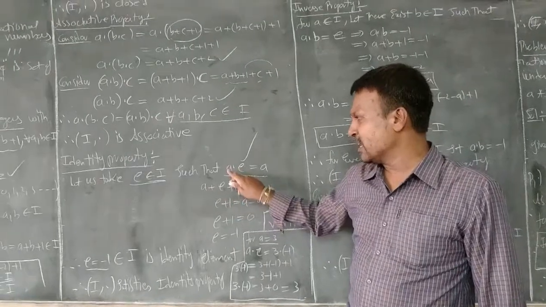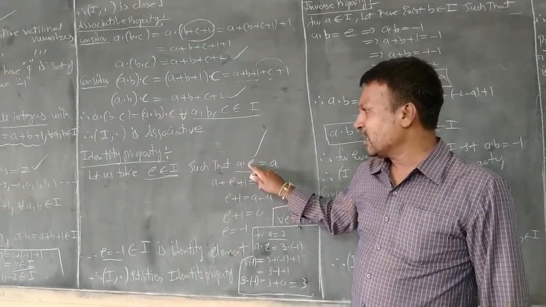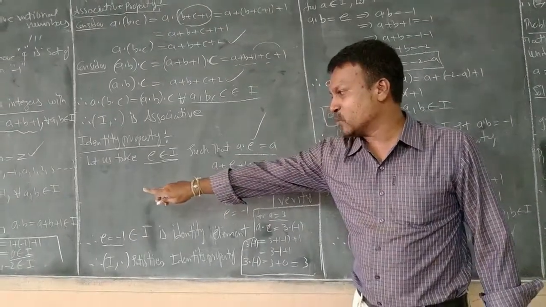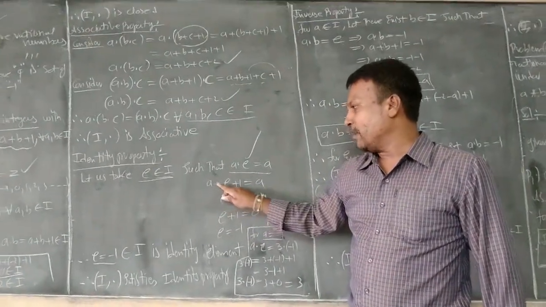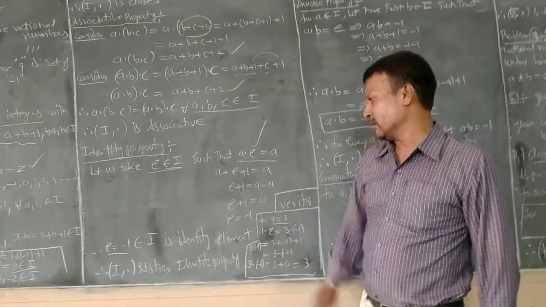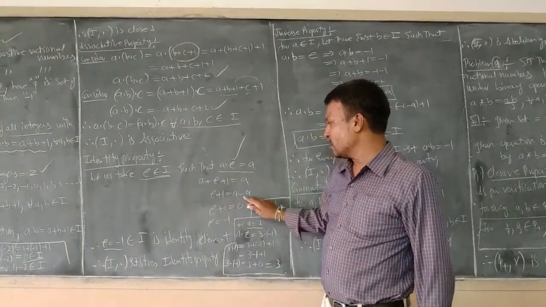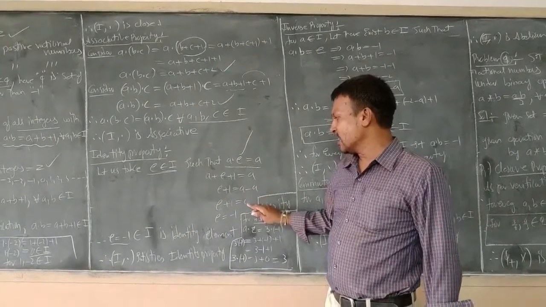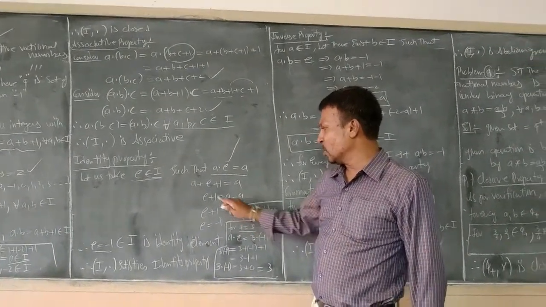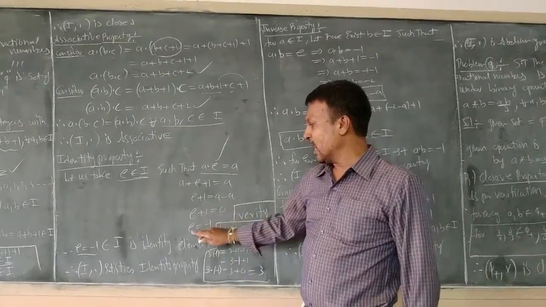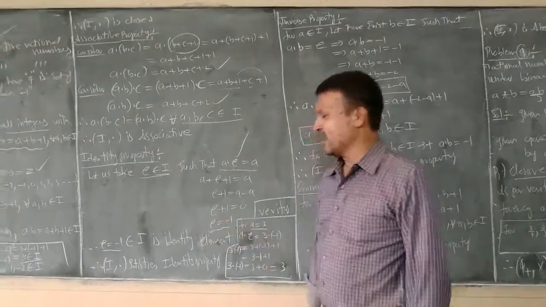Right. So on the left hand side a dot E, if I apply this binary operation a dot b is equal to a plus b plus 1, we get it as a plus e plus 1 is equal to a. So if I send this a to the right hand side, it becomes minus a, and on the right hand side we get a minus a as 0. On the left hand side we are left with e plus 1 is equal to 0. Therefore the value of e is minus 1.